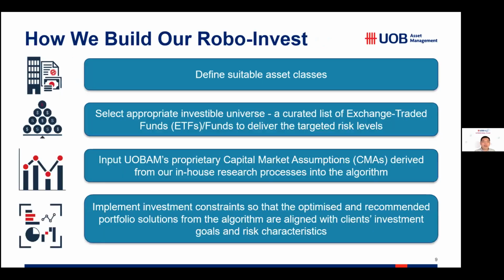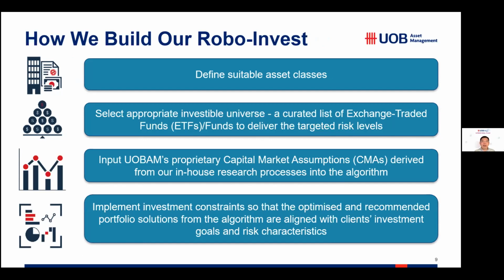If I go to the next slide. So how we build it, we basically start by defining suitable asset classes. Within the asset classes, there will probably be global equities, Singapore equities, Asia ex-Japan equities, and then there would be things like government bonds, whether it's Singapore government bonds or US government bonds or Asia ex-Japan corporate bonds and things like that. We define the suitable asset classes.